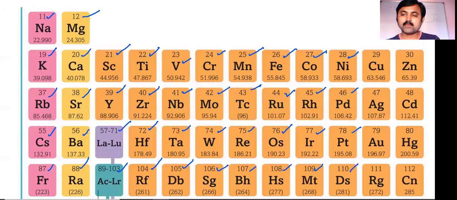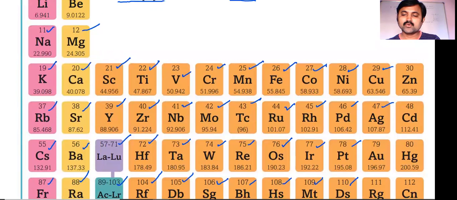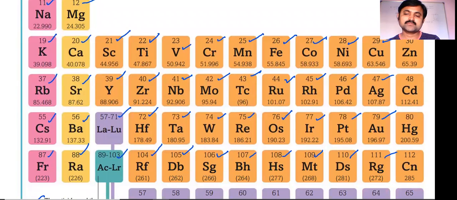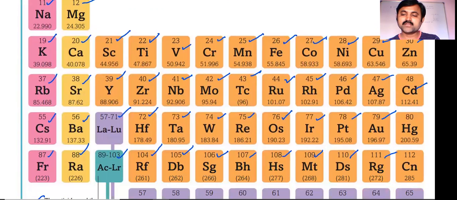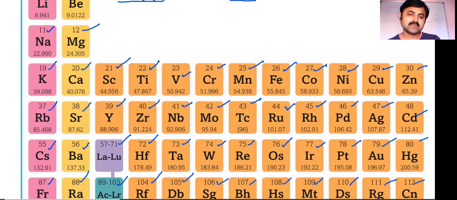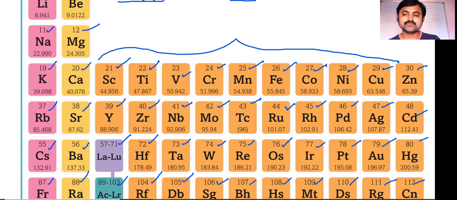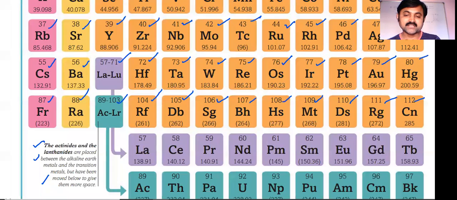In the next group we have copper, silver, gold, roentgenium. These are the coinage metals. Next, the non-transition elements: zinc, cadmium, mercury, copernicium. From scandium to zinc, this set is called the d block elements. And from scandium to copper, we call the entire set the transition elements.